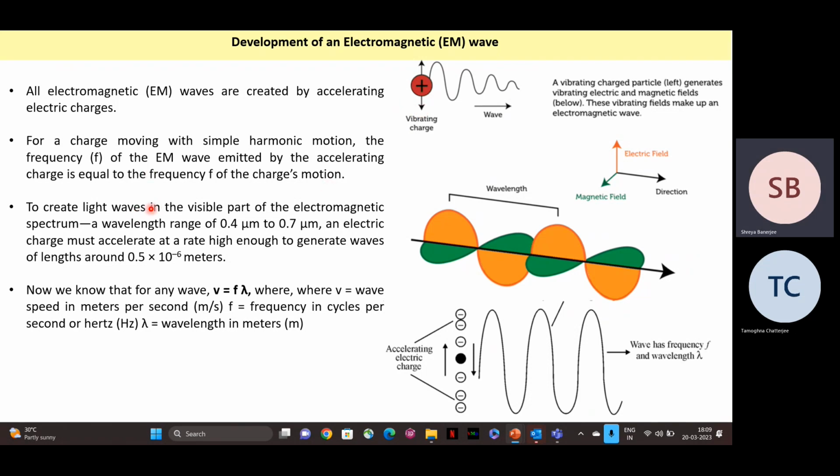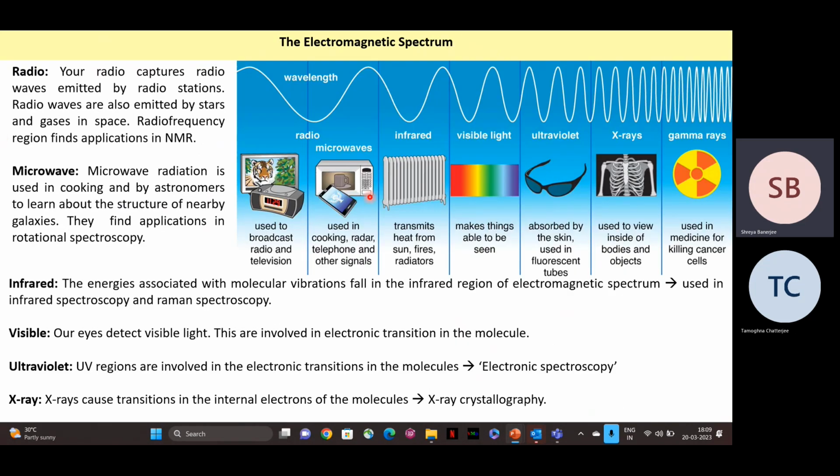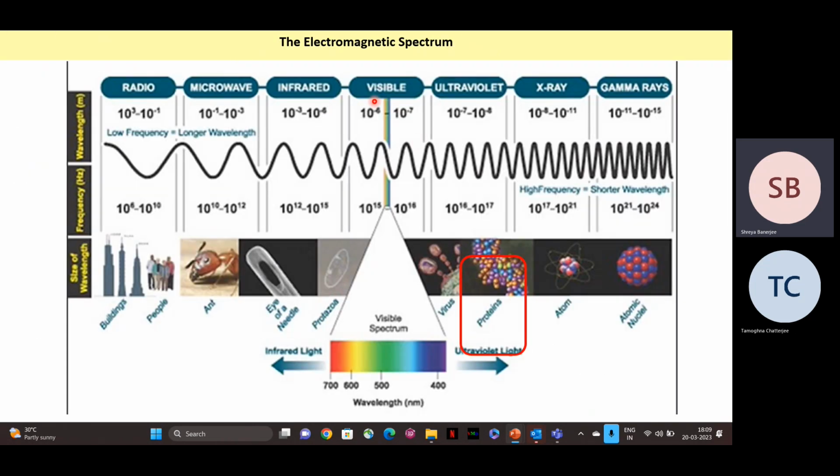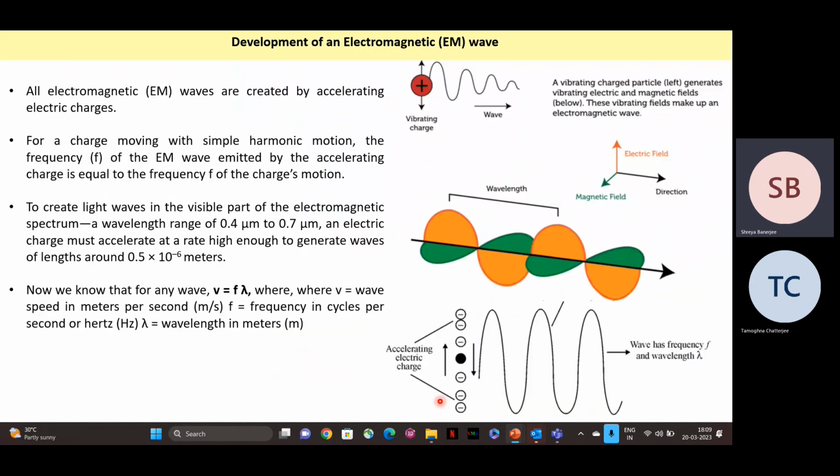To create light waves in the visible part of the electromagnetic spectrum, the wavelength required is 0.4 to 0.7 micrometer. If you look back, the range of the visible light is around 400 to 700 nanometer, or 0.4 to 0.7 micrometer. So for waves of this wavelength to be generated, the electric charge must accelerate at a rate high enough to generate these waves.